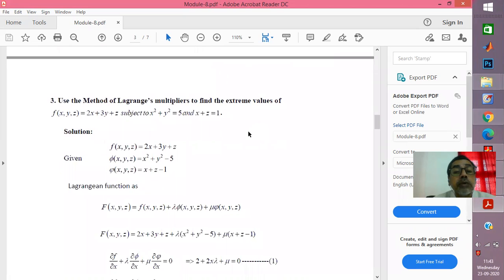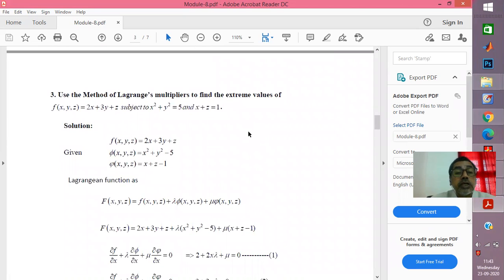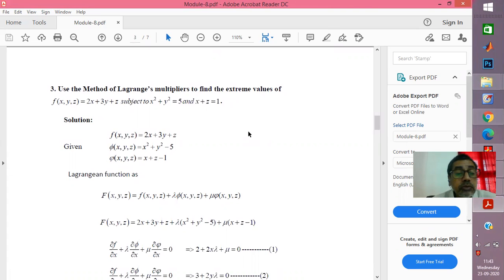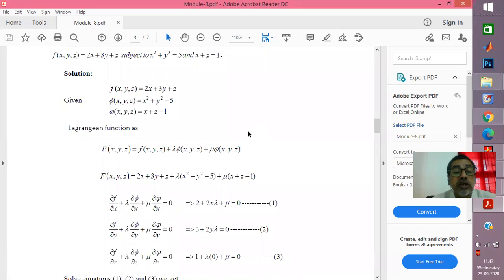When you come to the third example, this is interesting because there are two constraints. We have to find the extreme values of the function 2x plus 3y plus z, and the constraints are x squared plus y squared is equal to 5 and x plus z is equal to 1. So you build a Lagrangian function F(x, y, z) is equal to small f(x, y, z), which is the objective function, plus lambda times the first constraint plus phi, or mu, times the second constraint.